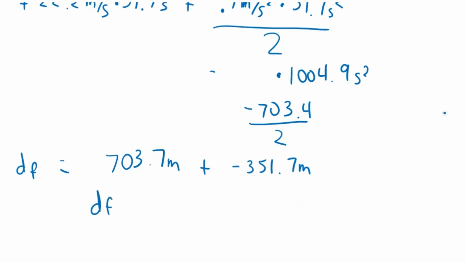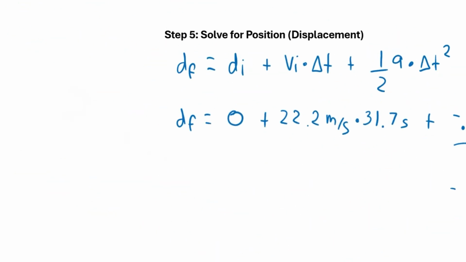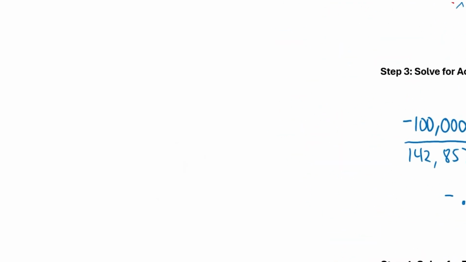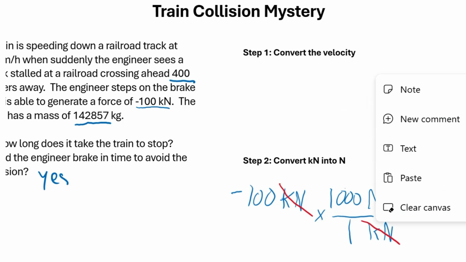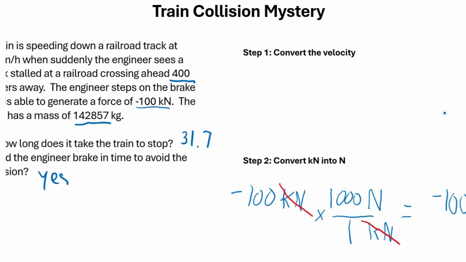So therefore, displacement final is equal to 352.04 meters. Or we could just say 352 meters. And so let's check if the truck survived. The truck was 400 meters away, and it traveled 352 meters, so the truck survived. So did the engineer brake in time to avoid the collision? Yes. And how long does it take the train to stop? That is going to be 31.7 seconds.